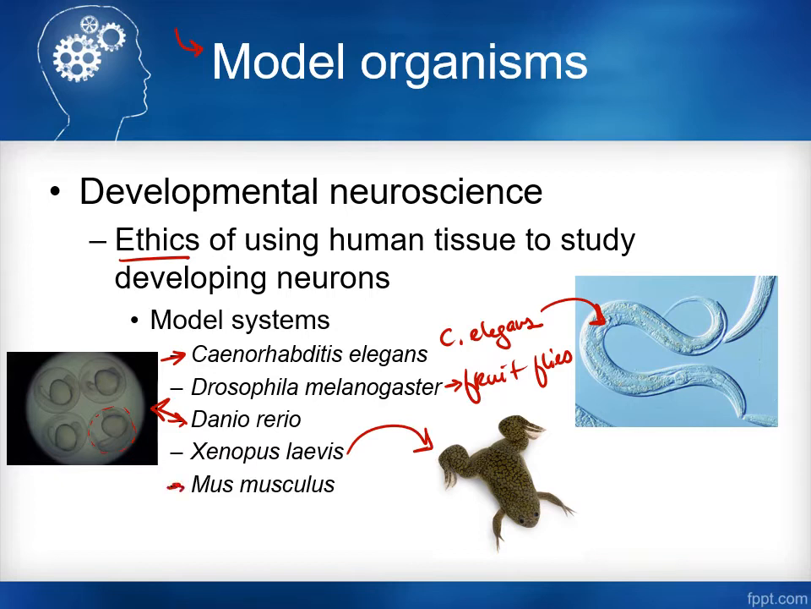And then Mus musculus, these are mice. We like to use mice because they have lived with humans for thousands and thousands and thousands of years, and so we actually share a lot of diseases with them. So mice are good to use because the diseases that we humans have, often mice also have.